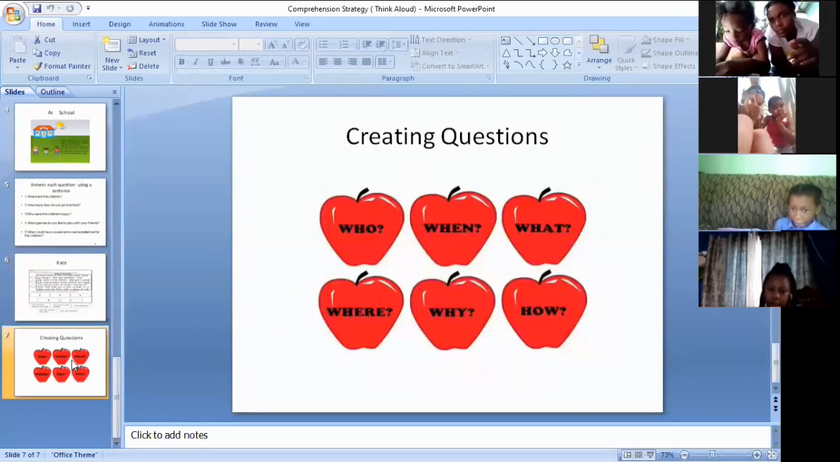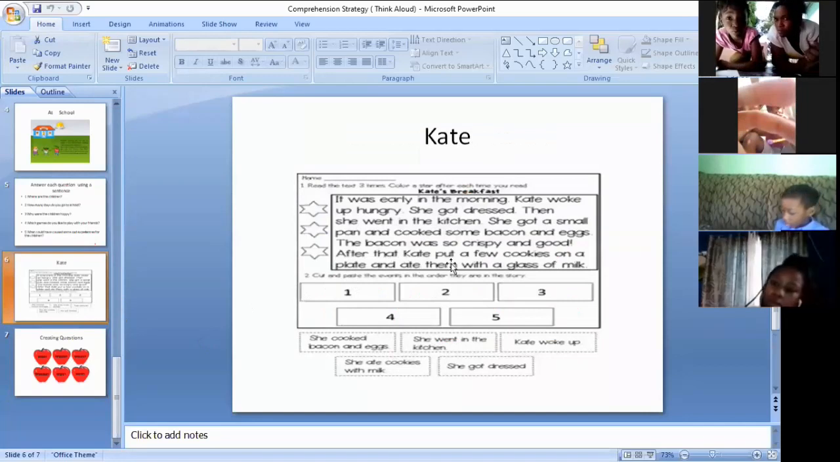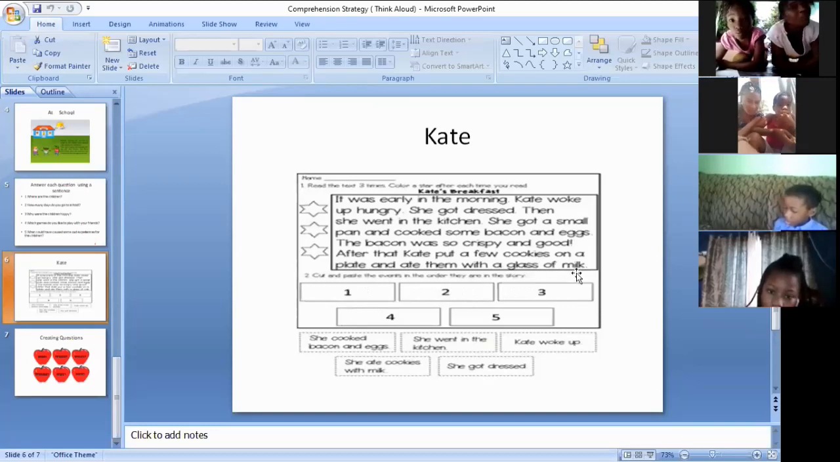You are going to create a question for that last part of the story. You're going to choose which one of these you're going to use to start your question. Whether it's who, when, what, where, why, how. So you are going to choose one of them to create a question for the last part. After that, Kate put a few cookies on a plate and ate them with a glass of milk. We're going to create a question for this last part.